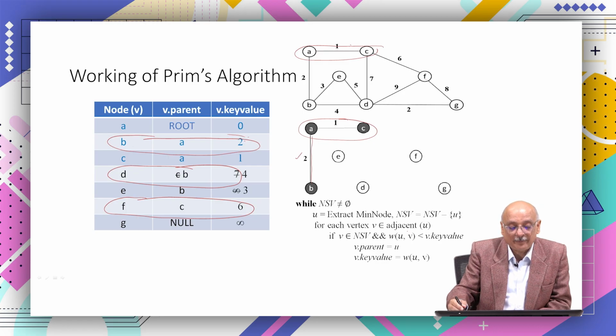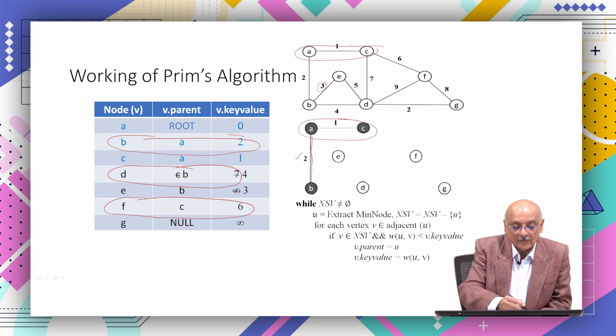Now, here is a very interesting case. When you have made B as the part, alright. So, B has been made part. So, what are the adjacent nodes to B? D and E. Alright. So, they need to be added. As far as E is concerned, the weight is 3. Right. So, the weight from infinite has been converted to 3.